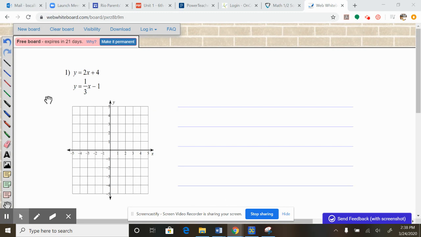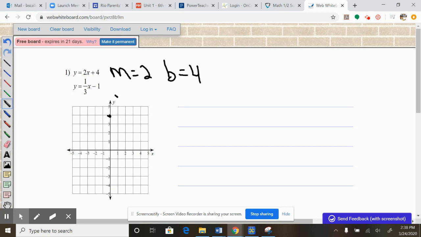So basically, there are multiple ways to solve these, but we're going to start out with the graphing method. I'm going to start with my top equation, where I know m is equal to 2 and b is equal to 4. That's in slope-intercept form, so it should be easy to graph. All I have to do is start at my y-intercept, and if my slope is 2, I'd want to go up 2 and over 1.